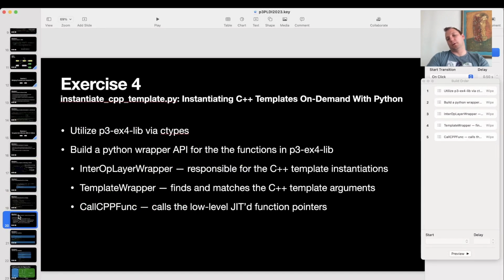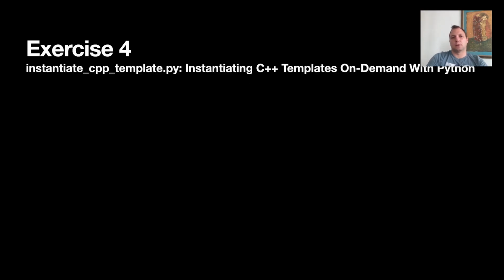Now, what we can do further is, since that works in C, it can work with probably other languages. And here we want to make a demonstration with a language such as Python, which is dynamic. So it's not like a language which follows pretty much the same semantics or the same rules and so on. So we're gonna see this instantiate CPP template PY, which instantiates C++ templates on demand with Python.